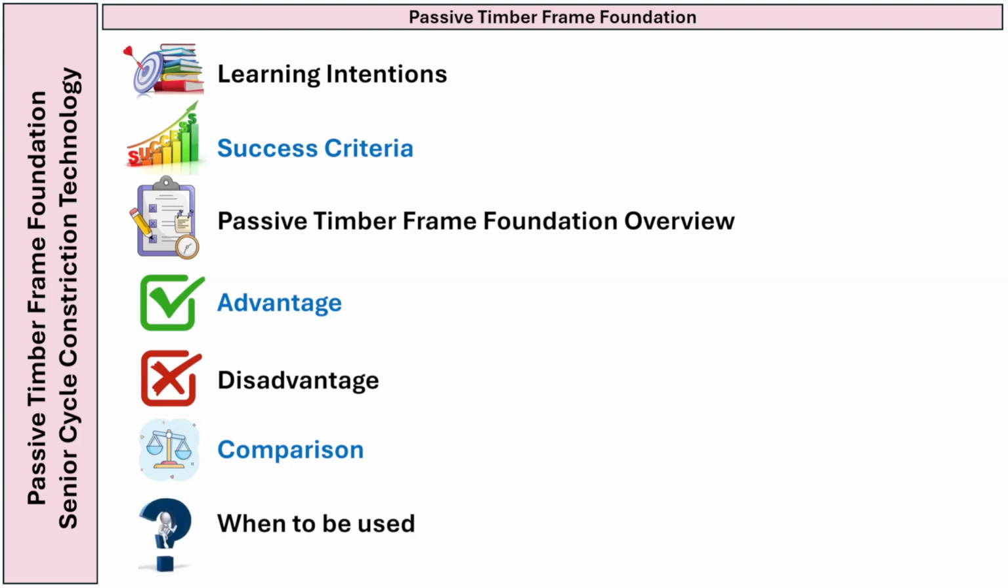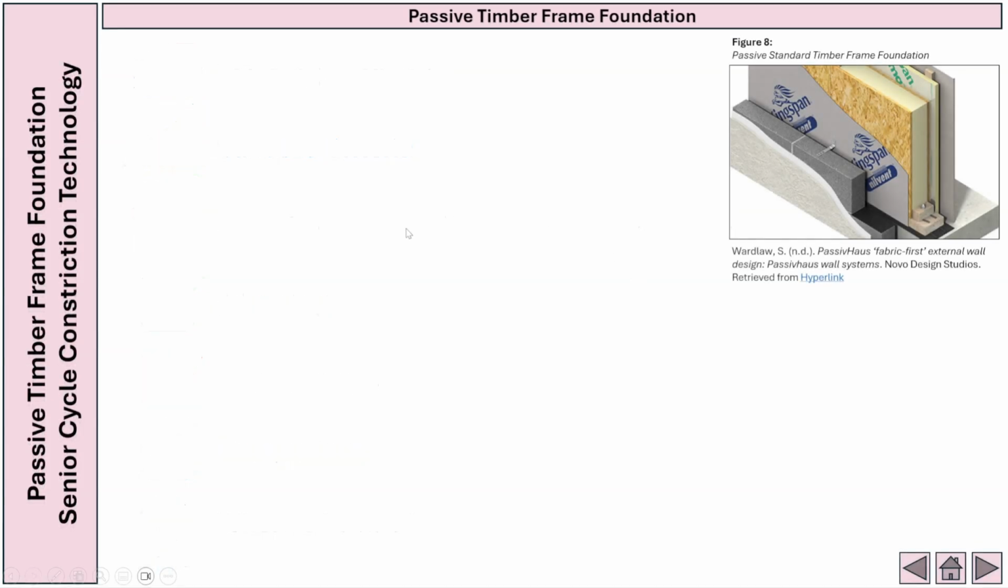So when would you use a passive standard timber frame foundation? It's typically chosen for timber frame passive houses where achieving ultra low energy performance, airtightness and rapid construction are key priorities. Just bear in mind when you're drawing this detail, divide all dimensions by 10. There are quite a lot of details in this drawing, so what we're going to do in this PowerPoint is really break it down step by step.